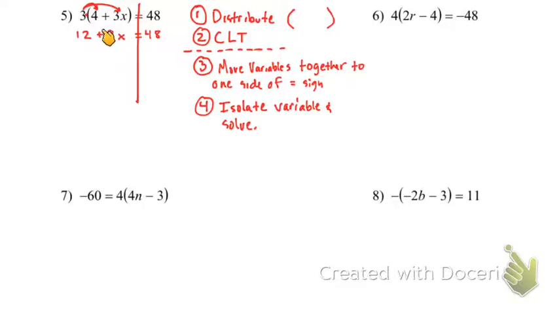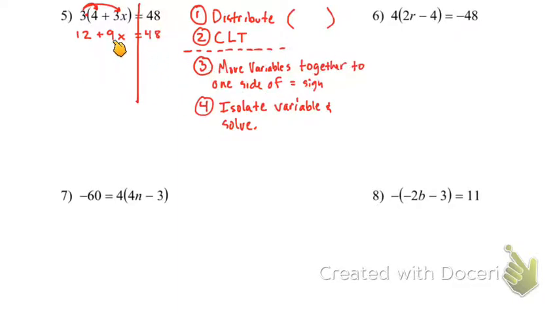Still working on the left side. Do we have any combining like terms? And the answer is no. But now we look at the right side. No parentheses, so we don't have to distribute, and no combining like terms. The right side is good to go. So now we want to check for number 3. Do I have variables on each side? Nope. So step 3 we do not have to do.